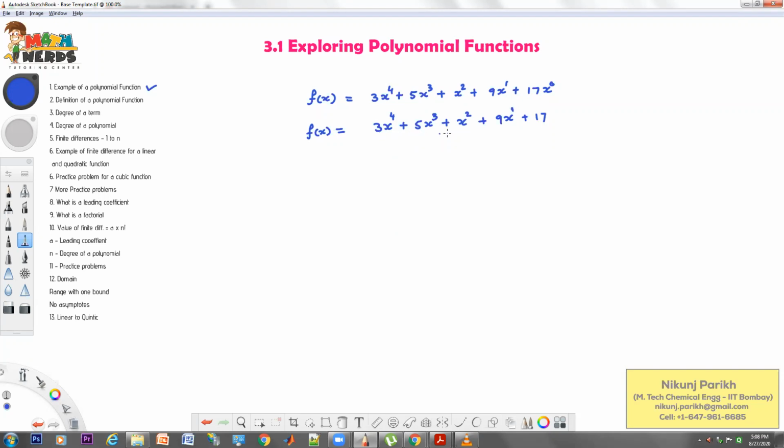This 3, 5, 1, 9 and 17, they are whole numbers in this case, right? Or rather I would say they are natural numbers. But I could have any real numbers in these places. So another function g(x), for example, is also a polynomial, and that g(x) function could be like this.